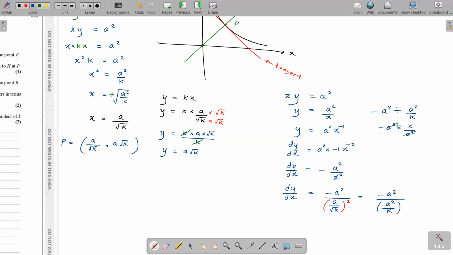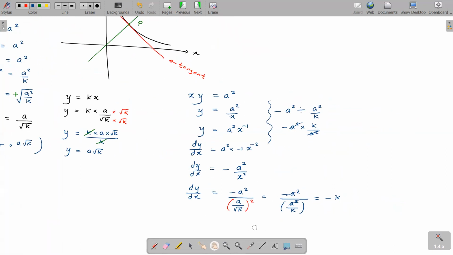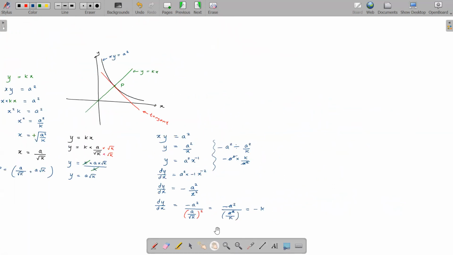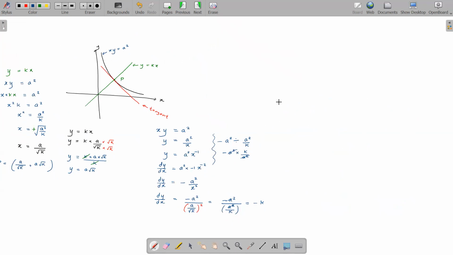You don't need to remember all of this. I just showed you. You can directly say a squared cancels and the k goes up. So you get here what? Your dy by dx value is minus k. So now we need to get the equation of a tangent. Let's get the equation of the tangent.